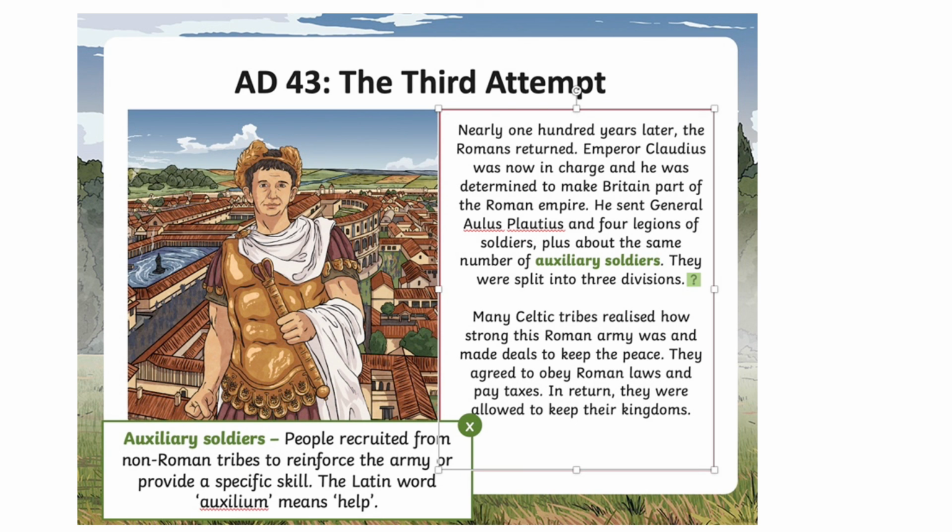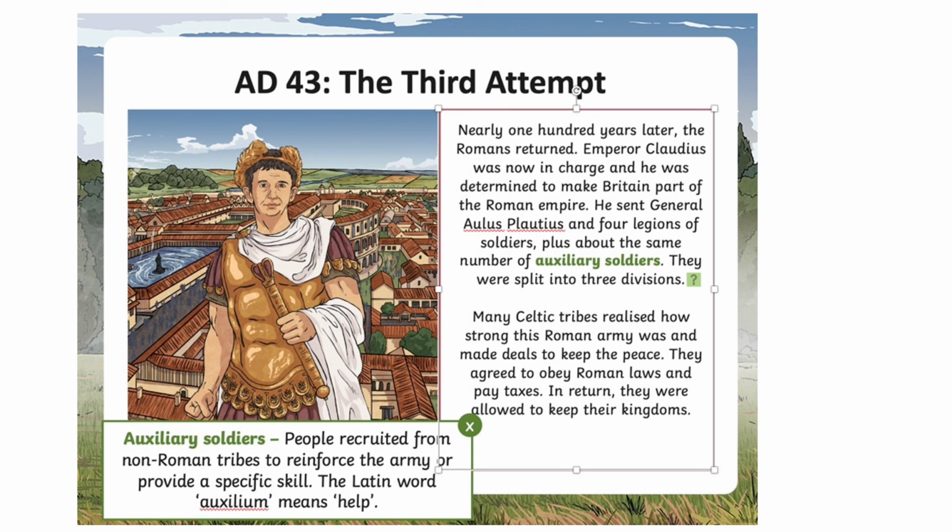So let's have a look. Nearly 100 years later, so this is 43 AD, and this is the 3rd attempt. Nearly 100 years later, the Romans returned. Emperor Claudius was now in charge, and he was determined to make Britain part of the Roman Empire. He was not going to let the Celts win. He sent General Aulus Plautius and 4 legions of soldiers. Remember how many were in a legion?